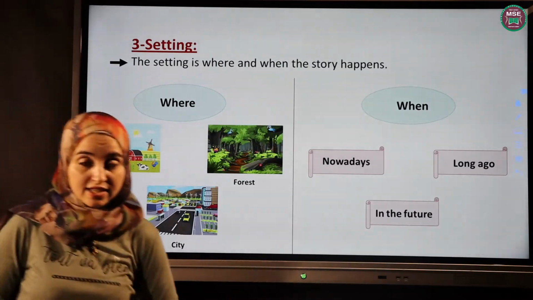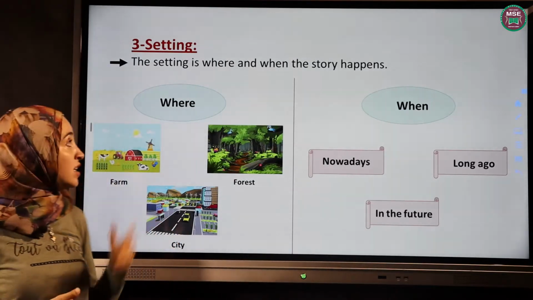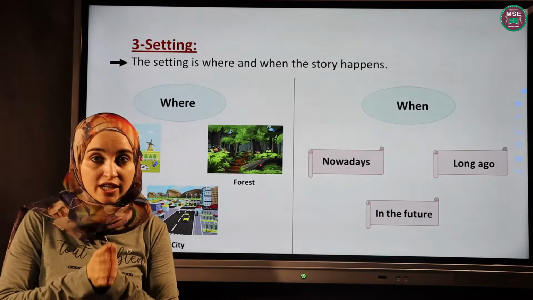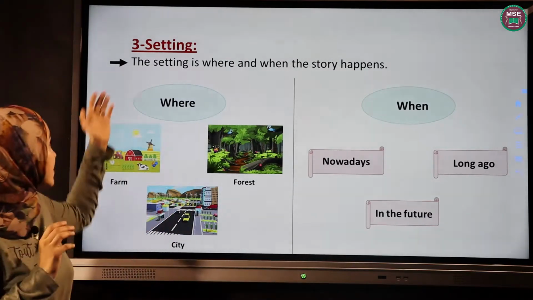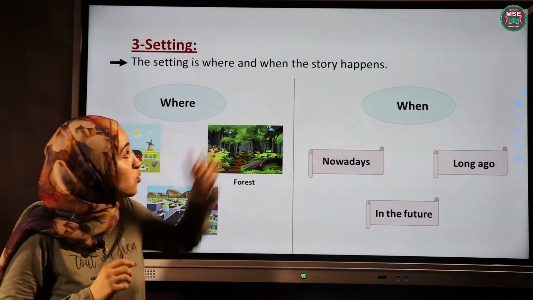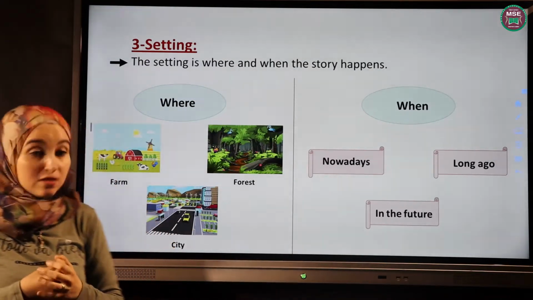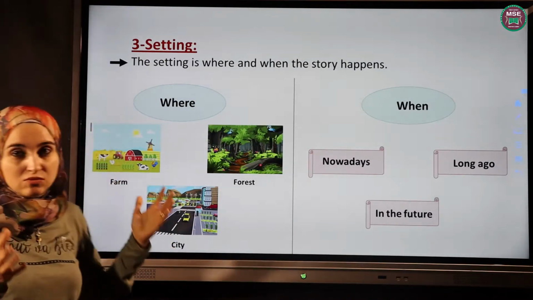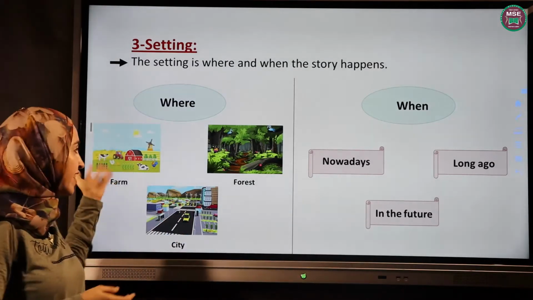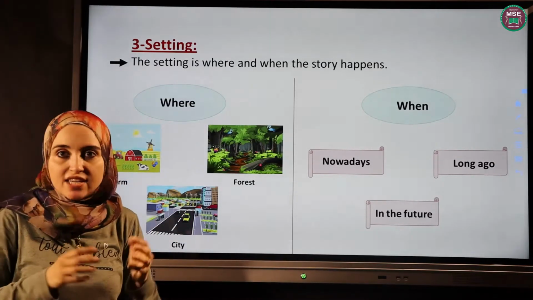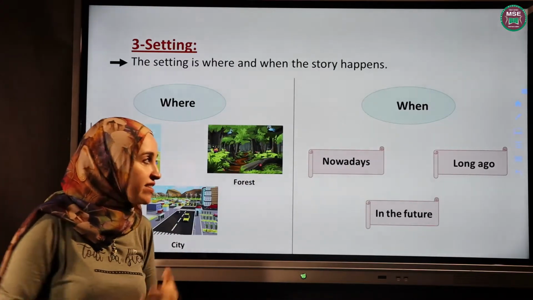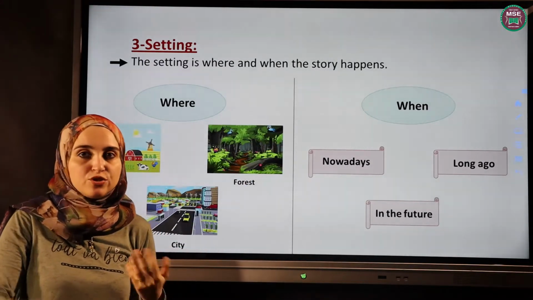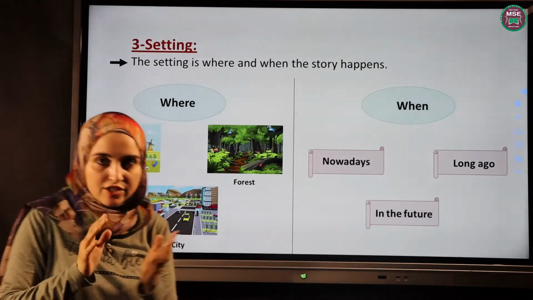The third element is the setting. We divide the setting into 2 parts: when and where. The setting is where and when the story happens or takes place. Where: any place, like the farm, forest, city, a house, any place. When: nowadays, long ago, in the future, in the past, in the morning, any time is accepted.